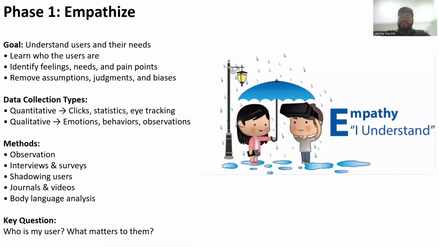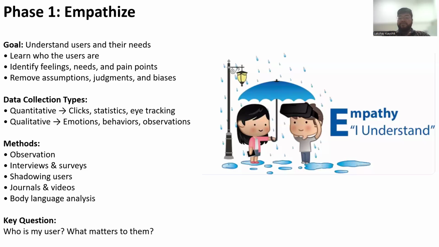Empathize. The first stage of design thinking is empathize. The goal of this stage is to understand the people for whom we are designing the product or service. We try to learn about their feelings, mood, expectations, behavior, and their pain points. To do this effectively, we must put aside our assumptions, judgment, and biases.